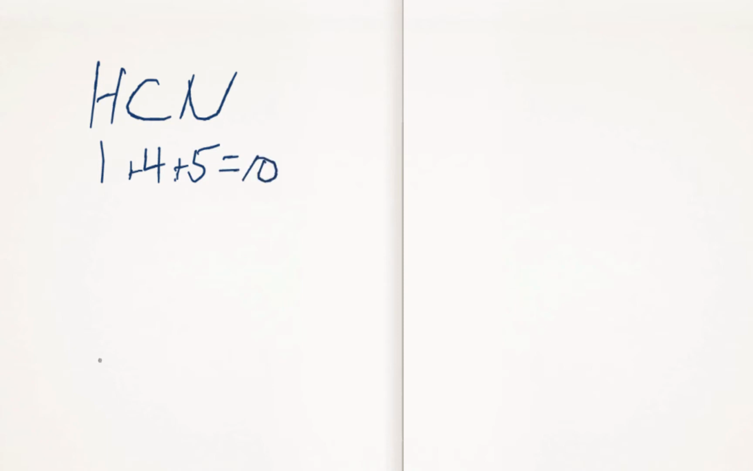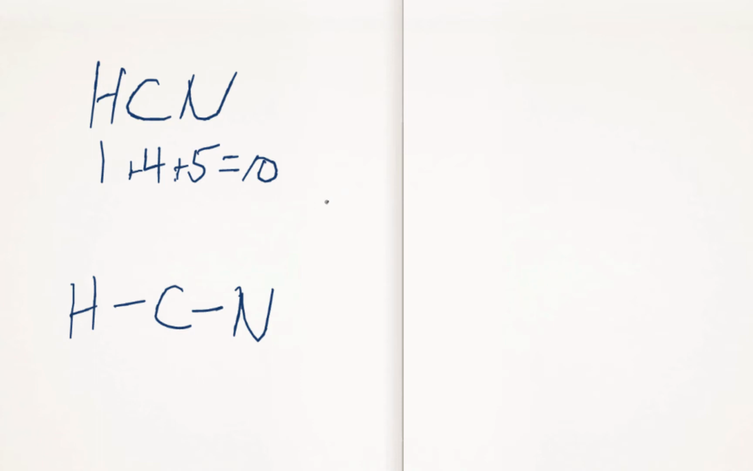You get 10. Least electronegative in the center. Who's the least electronegative? Carbon. You can look it up on your periodic table. Then the hydrogen and the nitrogen go on either side. Hook everybody together with single bonds. Single bond, single bond. That's 4, right?